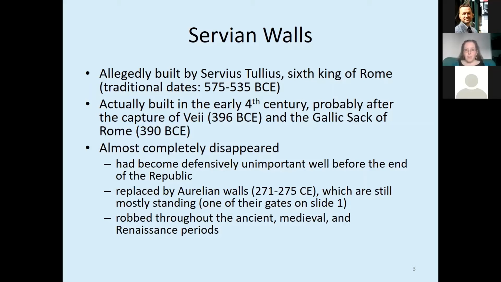The walls have also disappeared because their stone has been robbed throughout the ancient, medieval, and Renaissance periods. It is entirely possible that all of the stone that once made up the Servian walls is still in Rome. It's just not in the walls anymore. It's in the foundations of buildings that were near the walls. Because why would you go out and quarry new stone when you have a giant but now useless city wall worth of stone just sitting there that you could take and use for buildings that you actually need?